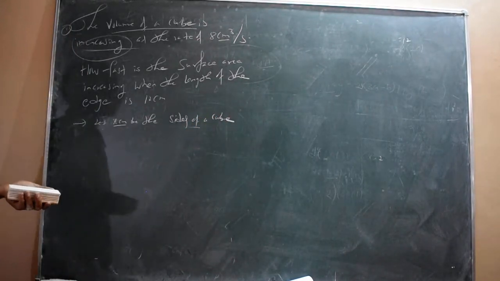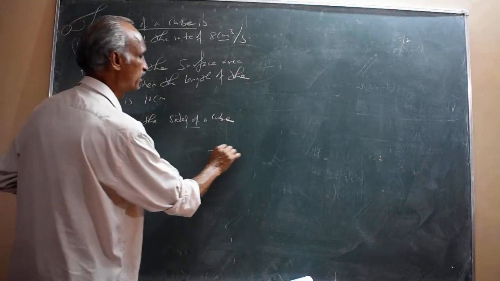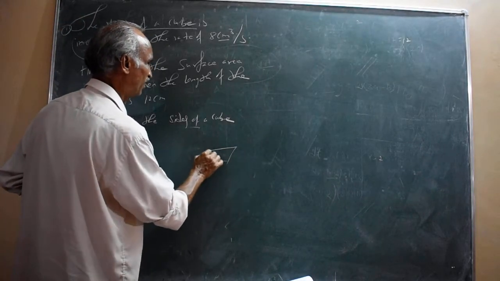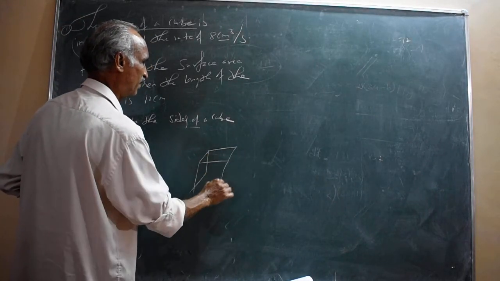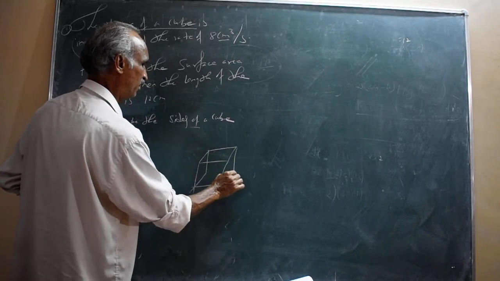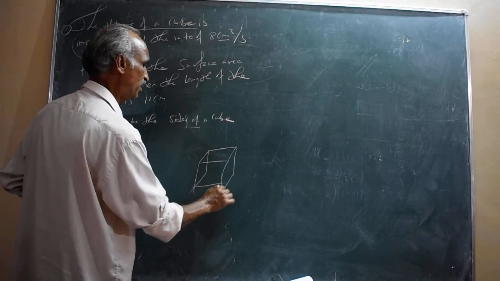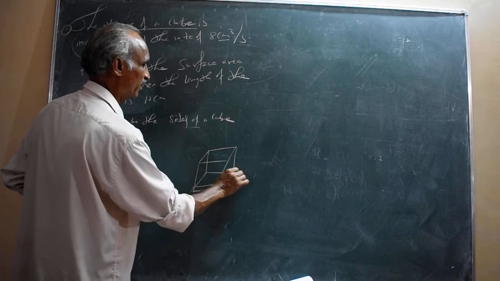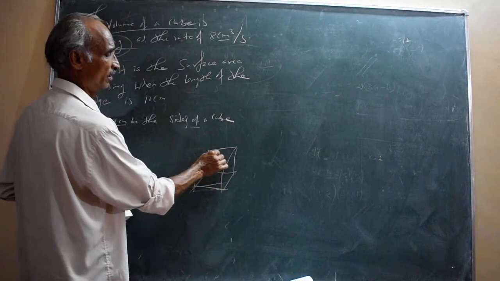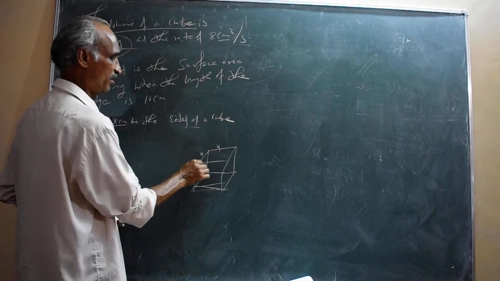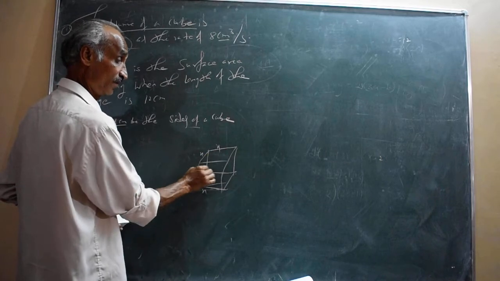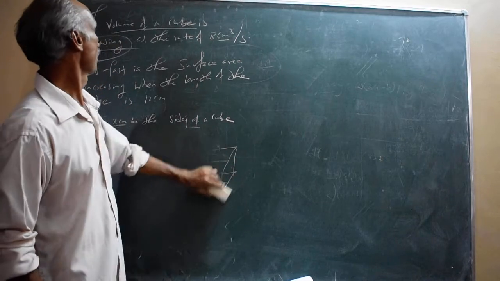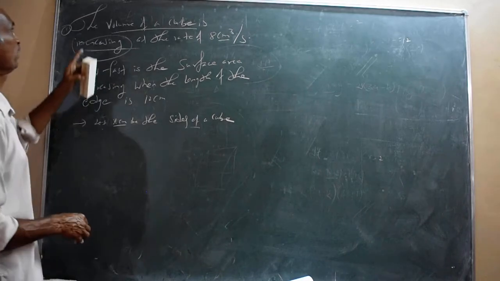Length of the cube, side of a cube. This is a cube, no? All 6 surfaces are equal. This is x. All sides are equal length. There are 6 surfaces. Okay, look at the rate.